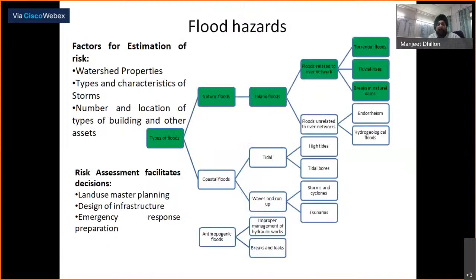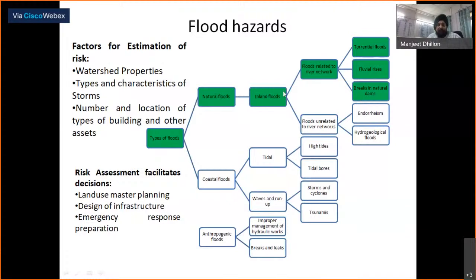So, what I will be focusing on today is flood hazards, and mainly floods related to the river network. That means fluvial floods, shown in green. Although generic things are valid for other kinds of floods as well, we are working mainly in areas of inland floods, and that too floods related to the river network.